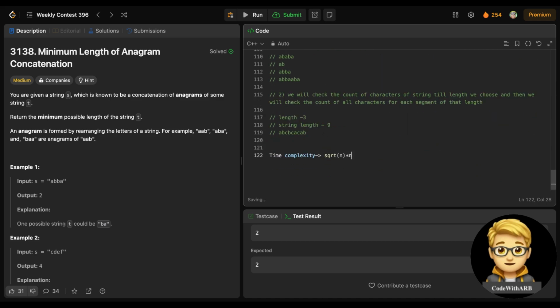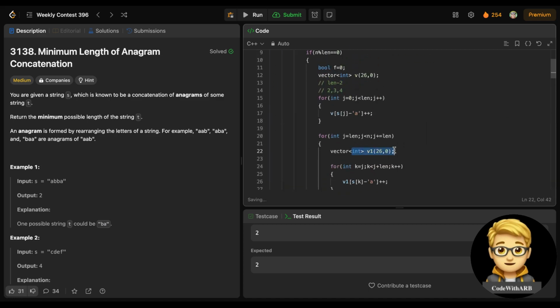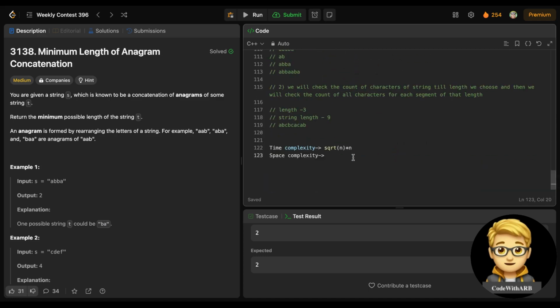So the time complexity is n into square root of n, and the space complexity will be, we are taking only this 26-size extra array for storing the count of characters. So that will be O of 26, which eventually is O of 1, right? So this will be the time and the space complexity for this problem.